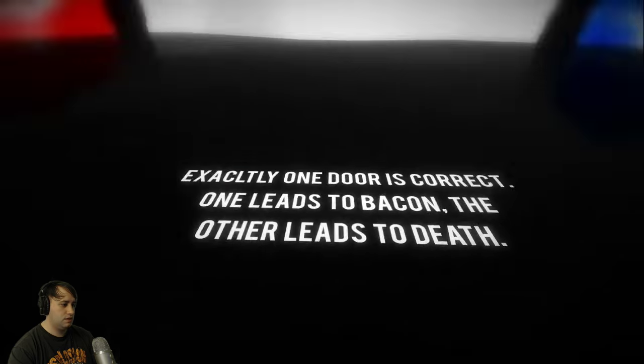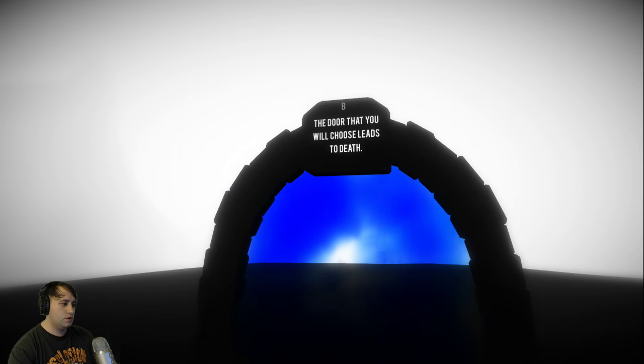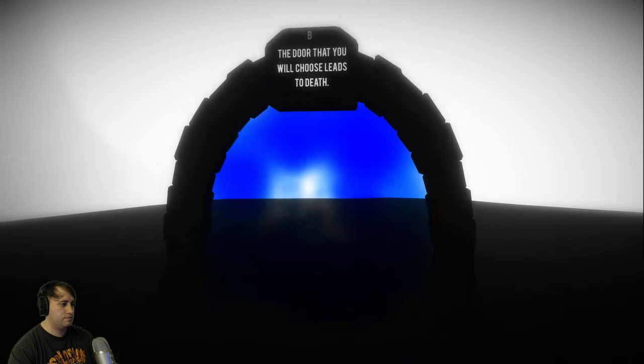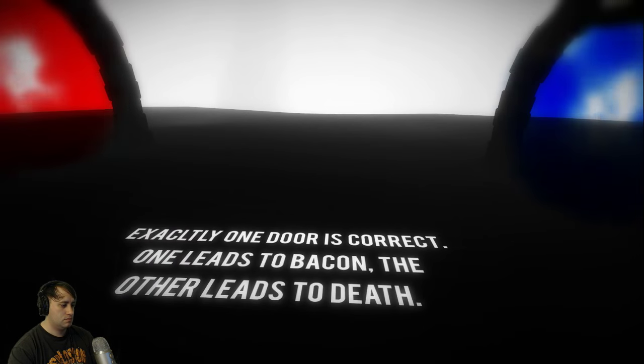All right. Exactly one door leads to bacon. One door is correct. One leads to bacon. The other leads to death. Cool. You will choose this door. The door that you will choose leads to death.